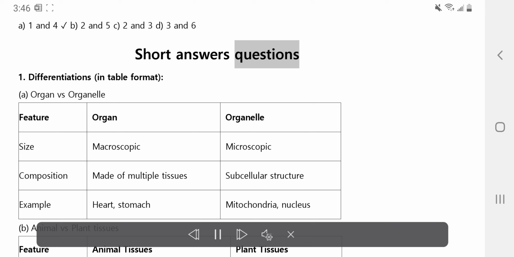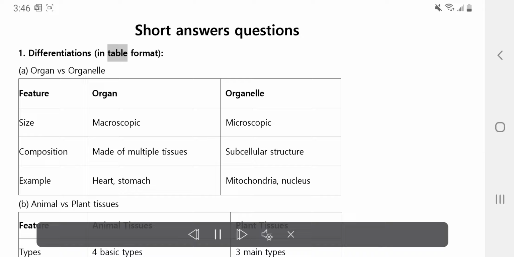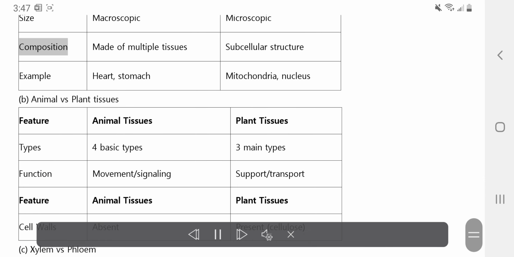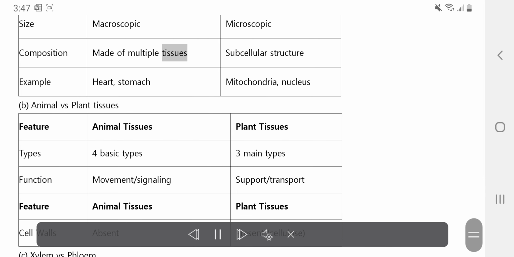Short answer questions. 1. Differentiations in table format. Organ versus organelle. Feature. Organ. Organelle. Size. Macroscopic. Microscopic. Composition. Made of multiple tissues. Subcellular structure. Example. Heart, stomach. Mitochondria, nucleus.